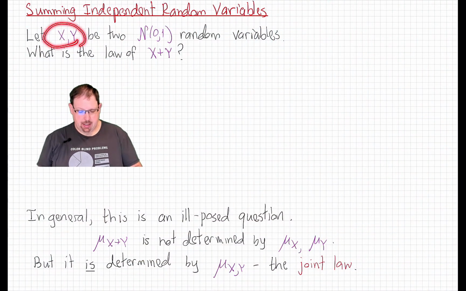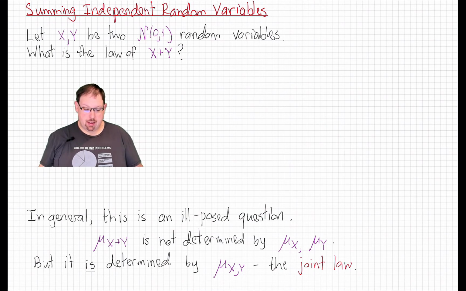Suppose we have two random variables and we have complete information about their separate distributions. What can we say about the sum of the two random variables? Well, let's look at an example. Here are two random variables X and Y. Each of them is a standard normal random variable. What's the law of X plus Y?